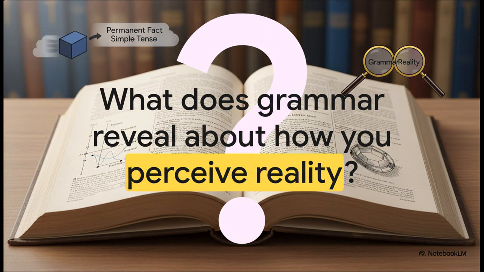As we wrap up this explainer, I want to leave you with this to chew on. We so often view grammar as just this dry set of rules to memorize. But if choosing a simple tense over a continuous tense fundamentally shifts a permanent fact into a fleeting moment in time, well, then grammar isn't just a rule book, is it? It's the actual lens through which we capture, process, and share our reality with others.